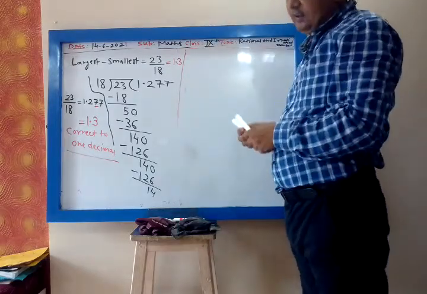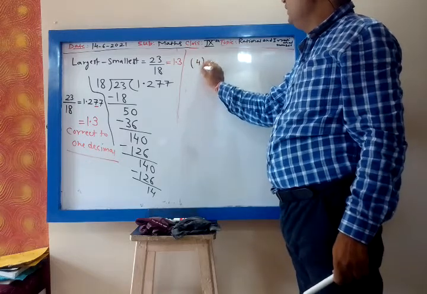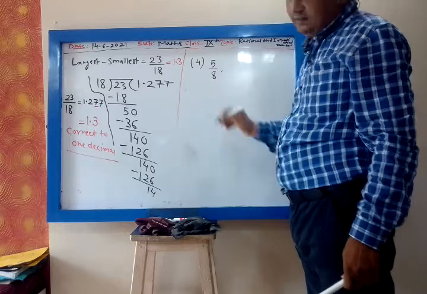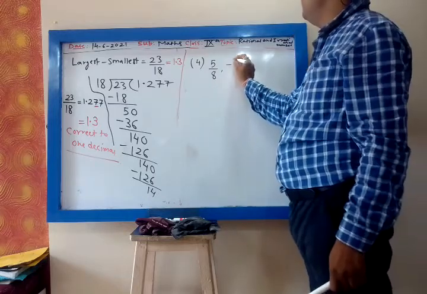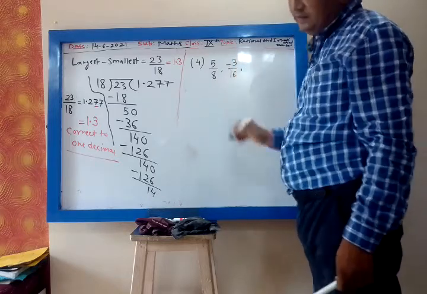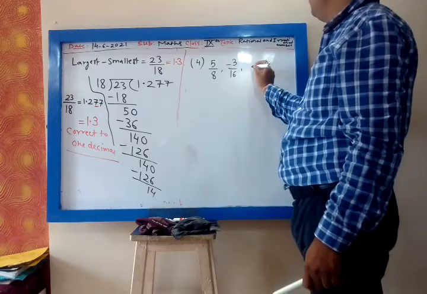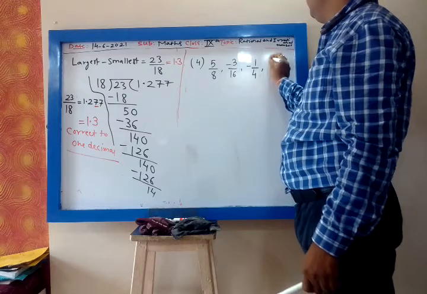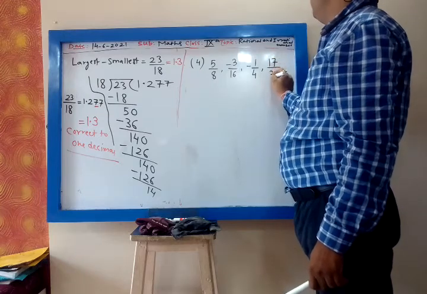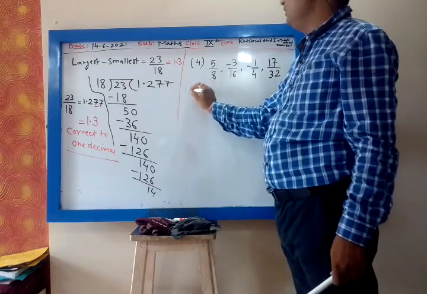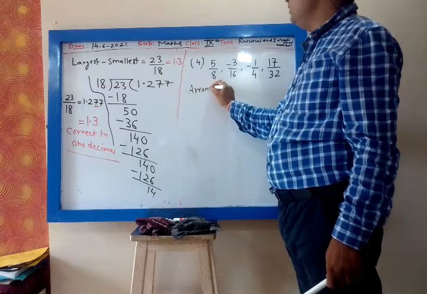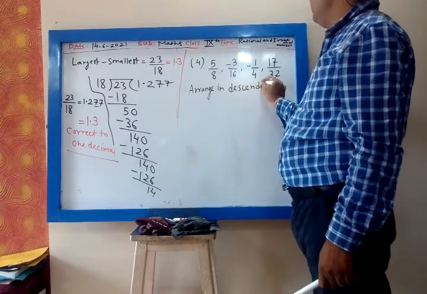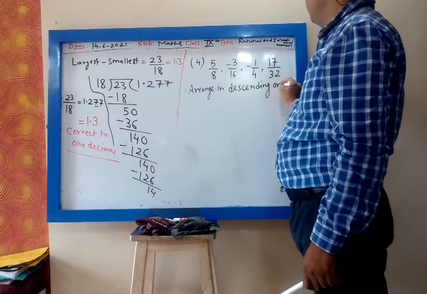So now next fourth is, let me write the question at least. The numbers are 5 upon 8, then minus 3 upon 16, then minus 1 by 4, and then 17 by 32. You have to arrange this number in descending order. Descending order means bigger to smaller.